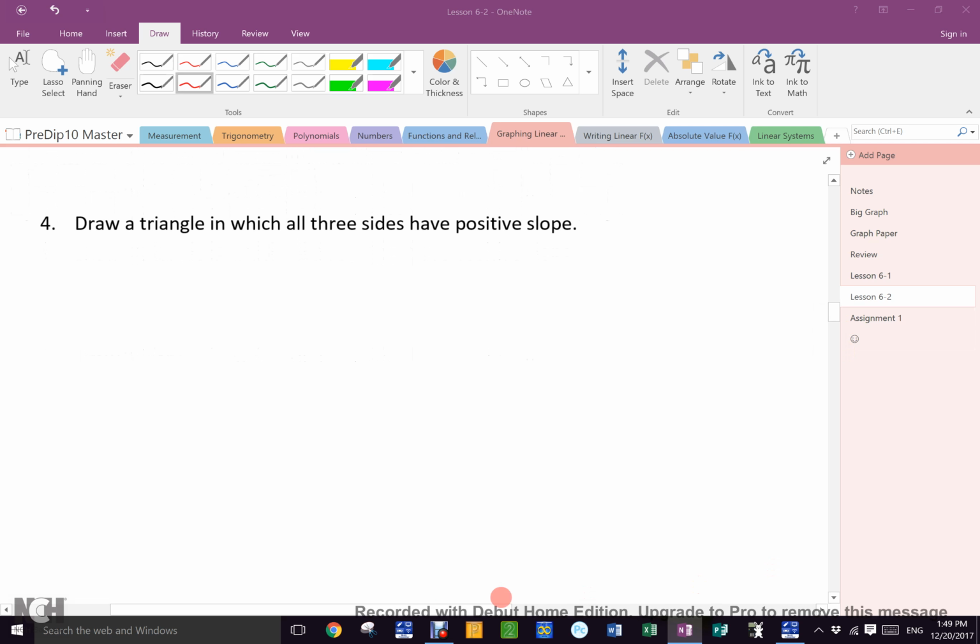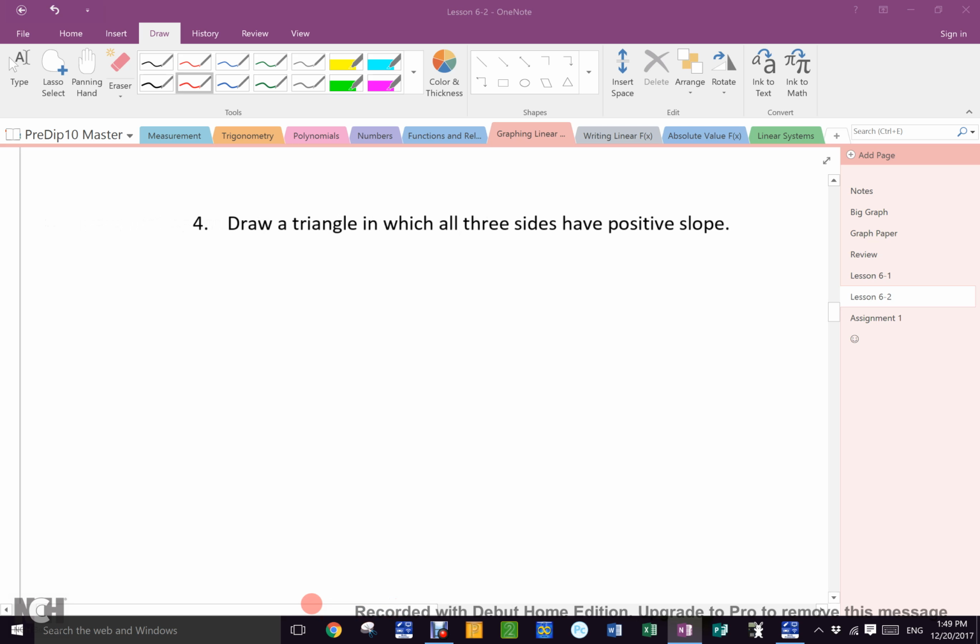Now, draw a triangle in which all 3 sides have positive slopes. Go. And I've given you no graph to work with. Nope. Well, you're the only person I can see, Byron, so I'm just going to watch you. That's a nice triangle. Nope. Look at that.